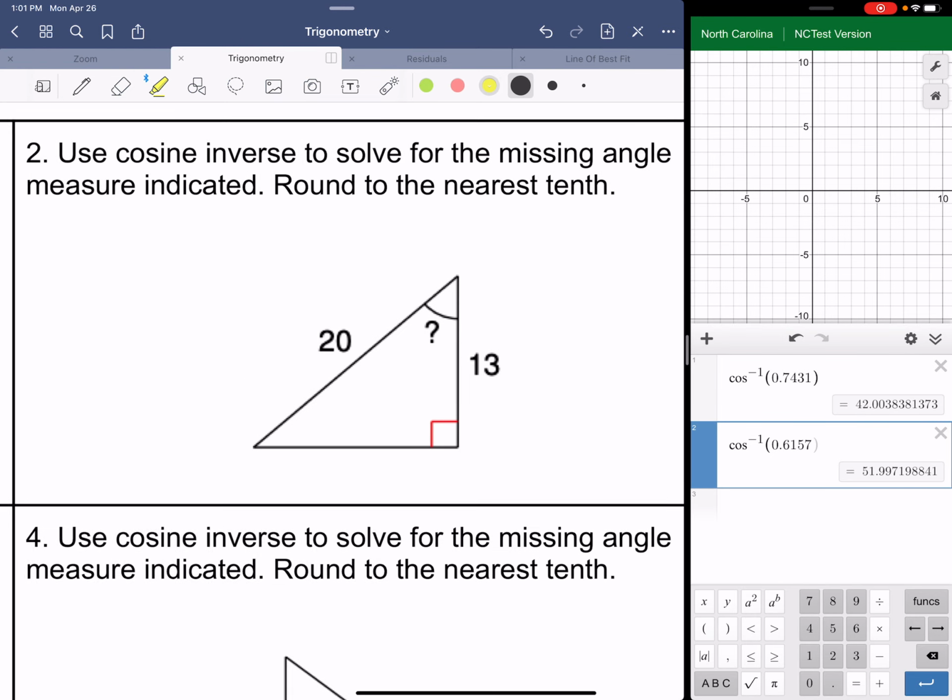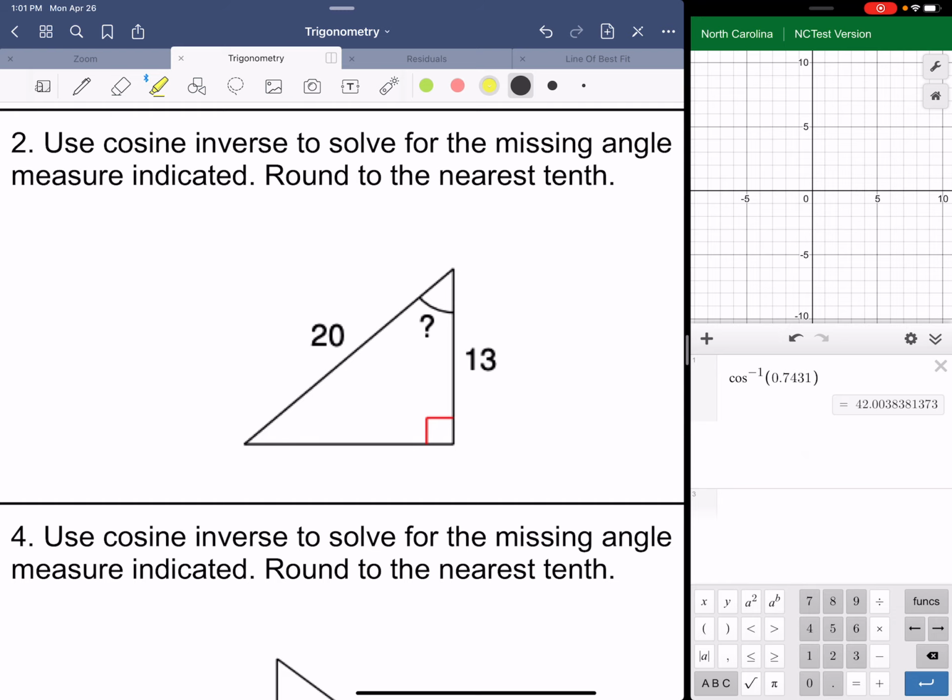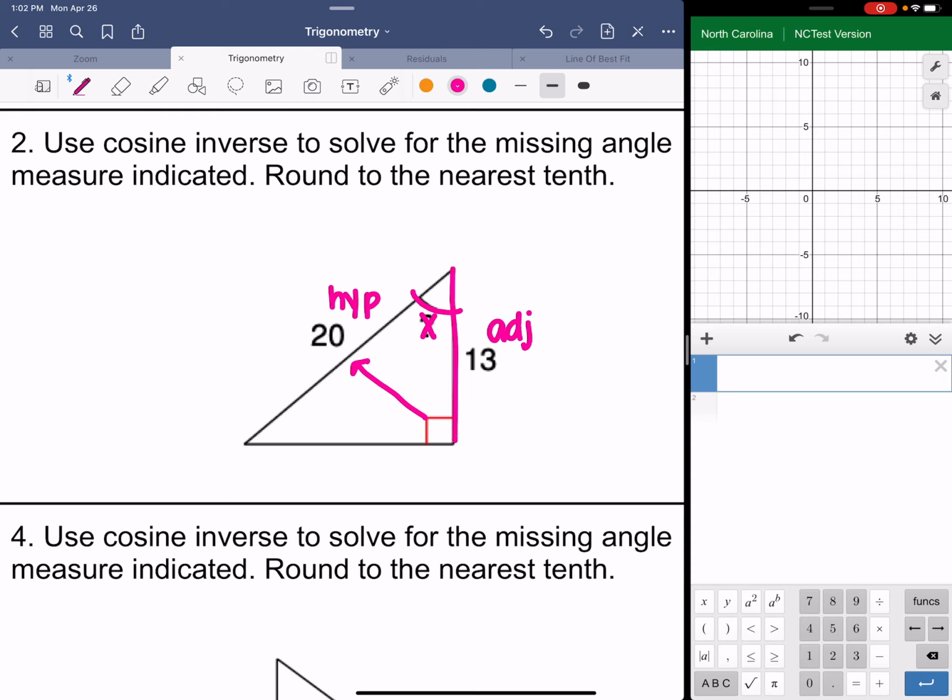Now let's get into some triangles. Use cosine inverse to solve for the missing angle. We're just going to call this angle X, and we're going to round to the nearest tenth. So the information that we have is the hypotenuse, which is directly across from the 90 degree, and we have the adjacent side, which touches that angle. So just from the given information, the only thing we can use is cosine.